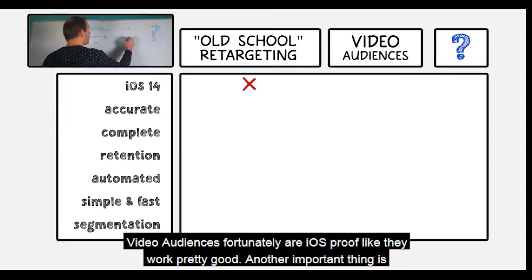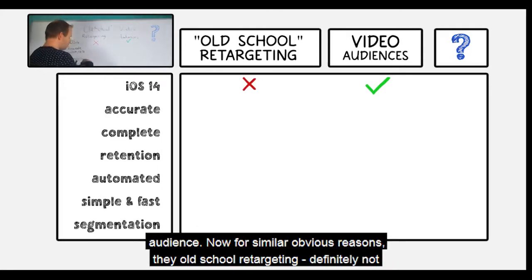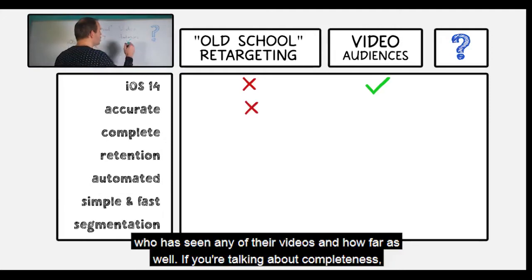Video audiences fortunately are iOS proof, like they work pretty good, right? Another important thing is accuracy. Is Facebook able to tell with accuracy if someone should be in the audience? Well, for similar obvious reasons, old school retargeting is definitely not accurate. But fortunately, the video audiences are accurate. Facebook is able to see precisely who has seen any of your videos and how far as well, right?